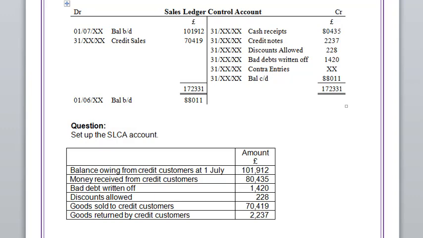So we have a closing balance of 88011, and that literally is set out in there on the credit side and then brought down in the next accounting period on the debit side. So our next accounting period will be 1/8, since we did it with July up there. Then the next month will become my opening balance, and this is a simple SLCA account. Please do bear in mind that you have SLCA, you have PLCA commonly used, then you also have so many other control accounts as well.